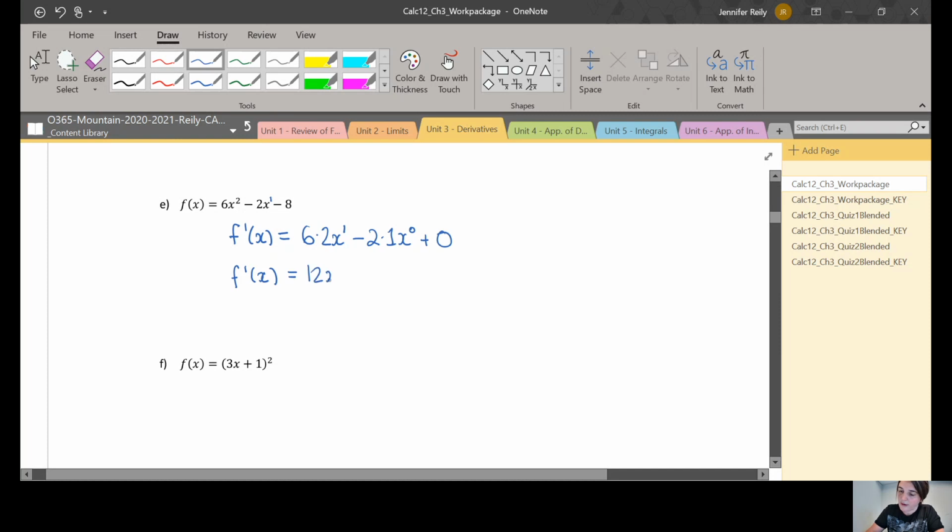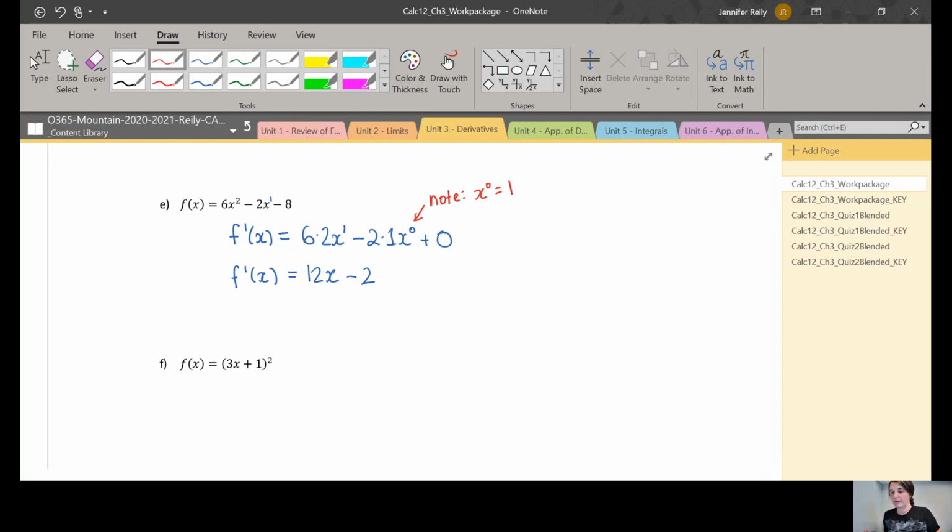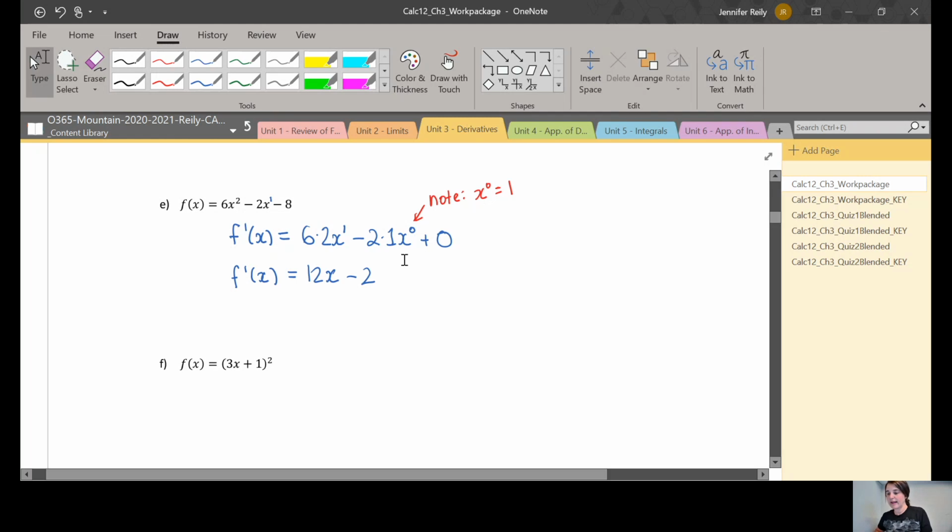So 6 times 2 is 12. We do not need to write the power of 1. And 2 times 1 is 2. X to the power of 0 is 1. So you don't actually need to write it down, because multiplying by 1 doesn't change the number. So 2 times 1 is 2. And the plus 0, again, you can just leave it off. So with my derivative here, I have 12x minus 2.